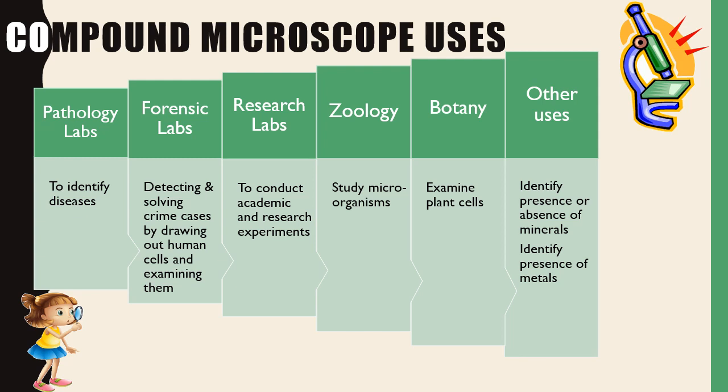Students, we are making use of compound microscopes in various fields. First, we will enlist the different fields. We have not enlisted everything, but a few are mentioned on the slides. One is in pathology laboratories, then forensic labs, research labs, the fields of zoology and botany, and miscellaneous uses. How do we make use of a compound microscope in a pathology lab?